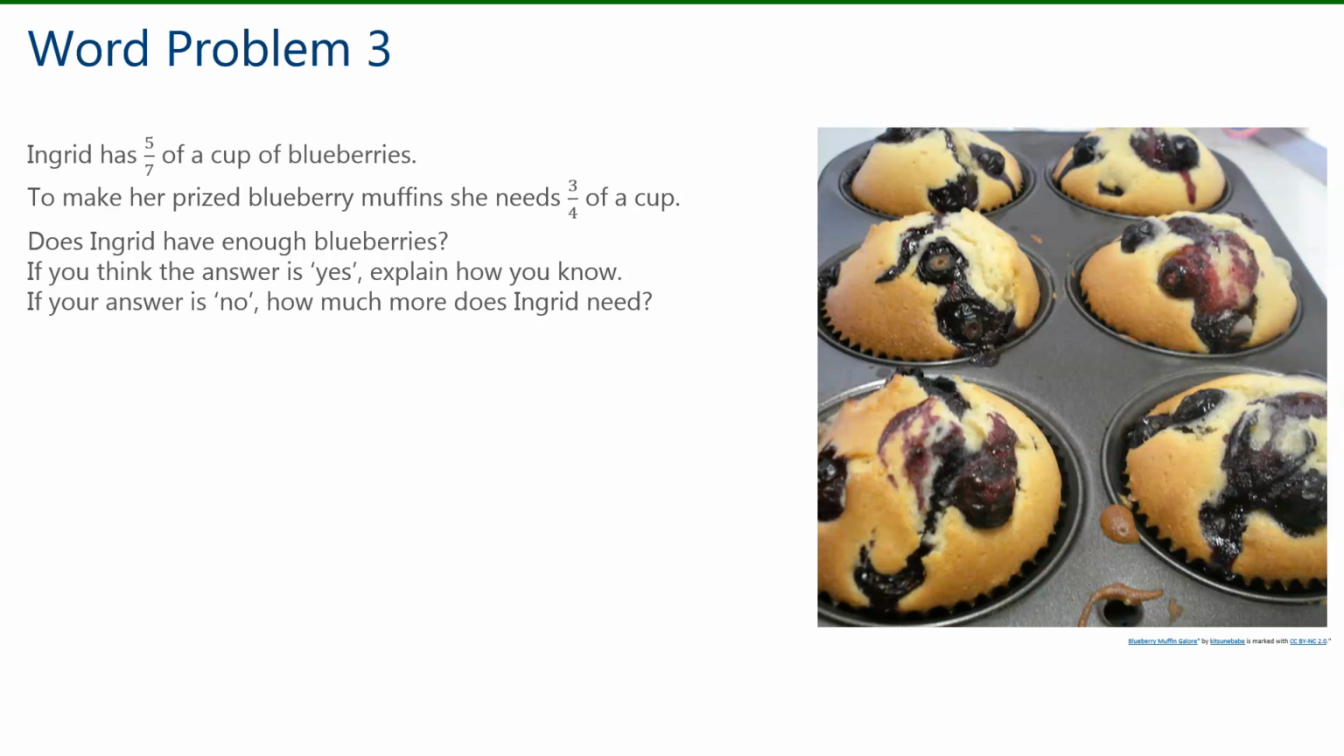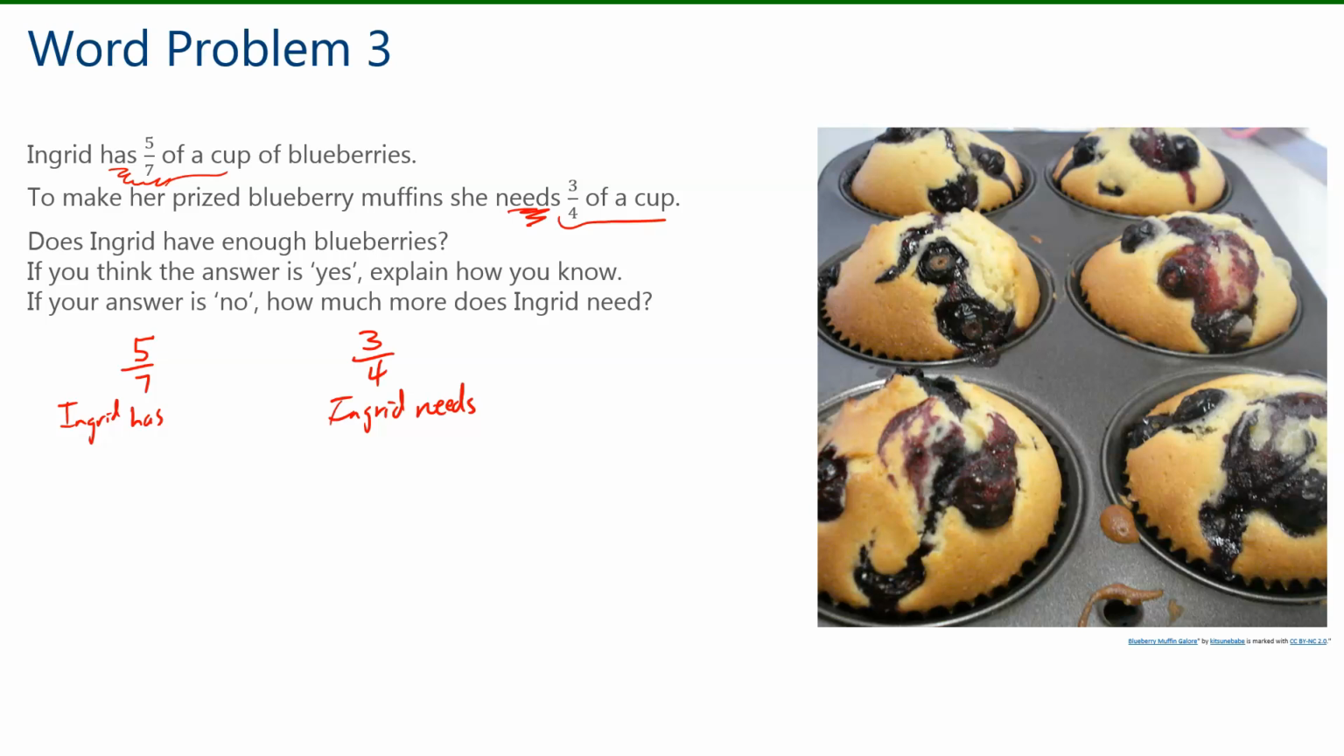Some key information here. Ingrid has 5/7 of a cup. She needs 3/4 of a cup. So to determine if she has enough blueberries, we need to compare the 5/7, which is what Ingrid has, with 3/4, which is what Ingrid needs. How you choose to compare 5/7 and 3/4, that's up to you. You could draw a visual. Just make sure that the wholes that you draw for each proper fraction here are the same size so you can compare them correctly. I'm going to go a little different route.